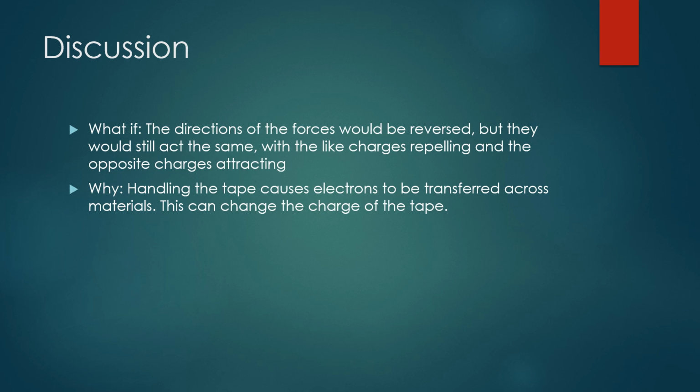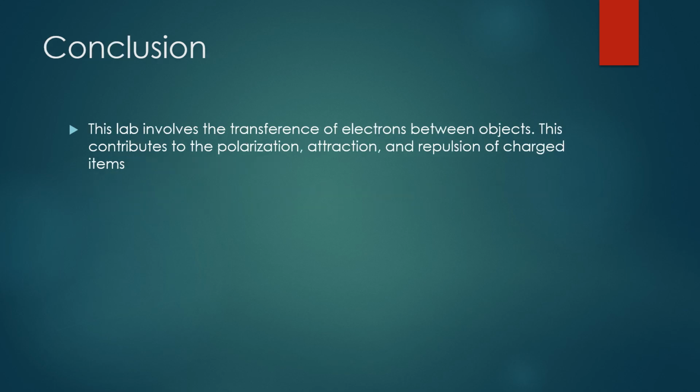And lastly, just to give a brief recap, this lab involved the transference of electrons between objects, and we explored that by using tape. Ripping off a piece of tape from a table caused it to transfer electrons. We were then able to find the new charge of the piece of tape by comparing it to a like charged piece of tape, and they repulse each other. We then measured that distance and calculated the net force, which was then 0.